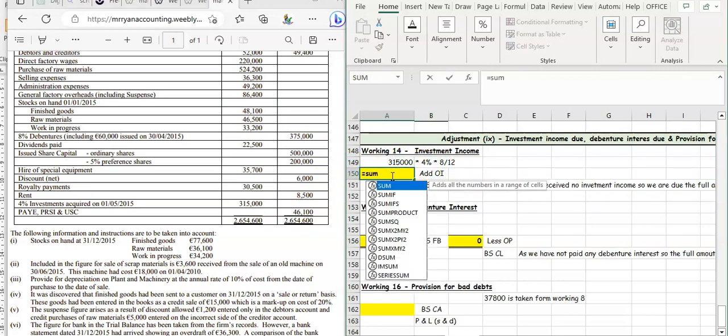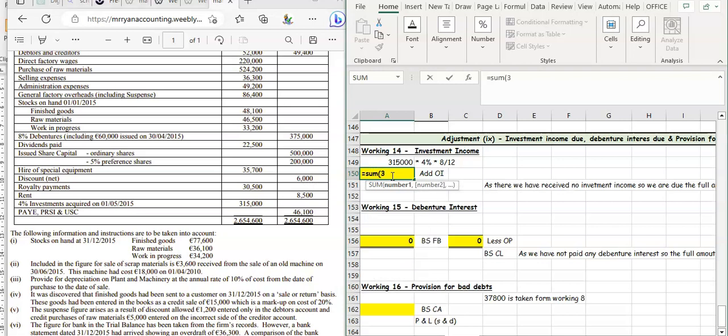So the amount that goes into our profit and loss account, where we add on to our operating income, the yearly amount is 315,000. Multiply that by 4%, multiply that by 8 for how long we have it, and divide it by 12. So 8,400, that's what needs to be added on to our operating income.